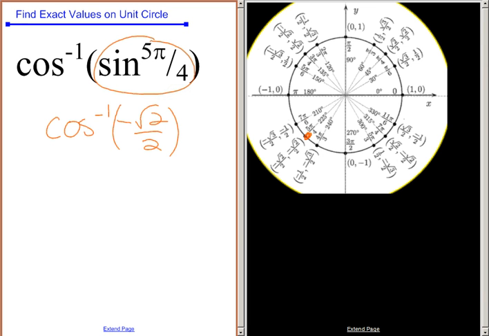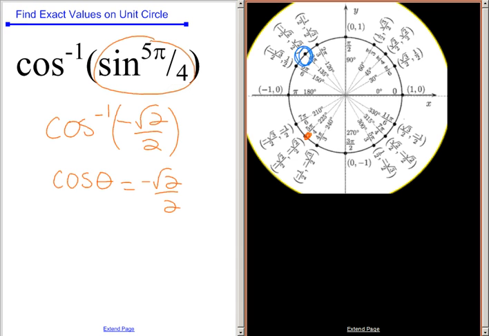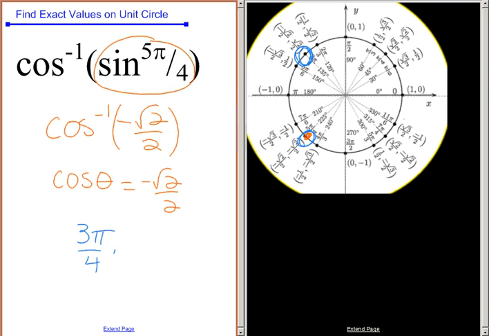Now if I look at just what I have right now, it's asking me to figure out where cosine at some spot on the unit circle is negative root 2 over 2. I'm looking for where my x values are negative root 2 over 2. My x values are negative root 2 over 2 here at 3 pi over 4, and also here at 5 pi over 4. So I'm going to use 3 pi over 4 and 5 pi over 4.